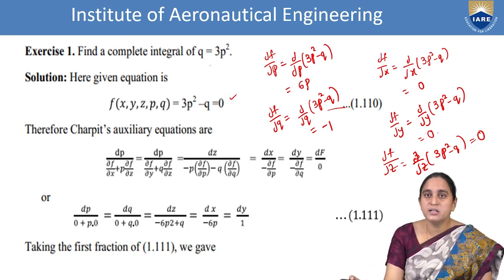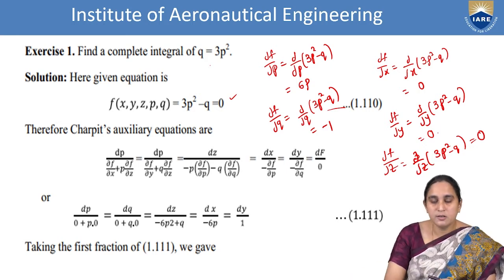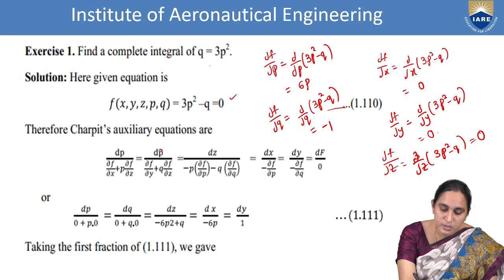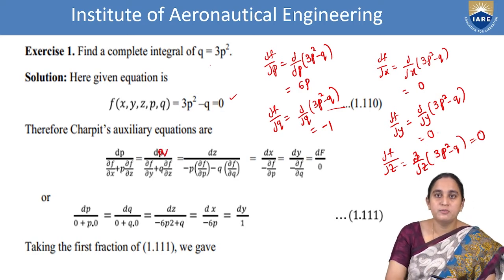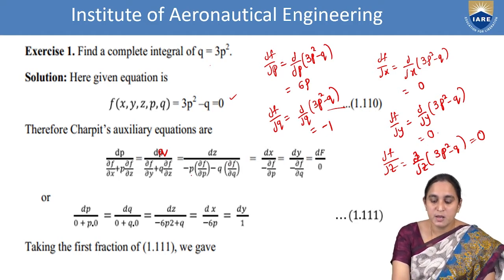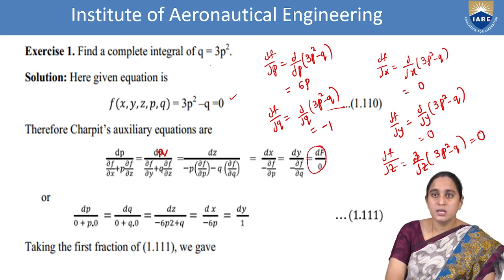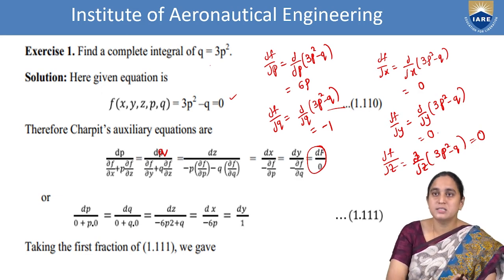Then substitute each and every value in the auxiliary equation. What is the auxiliary equation here? dp/(∂f/∂x + p ∂f/∂z) = dq/(∂f/∂y + q ∂f/∂z) = dz/(−p ∂f/∂p − q ∂f/∂q) = dx/(−∂f/∂p) = dy/(−∂f/∂q). Now we substitute each and every value in the auxiliary equation.